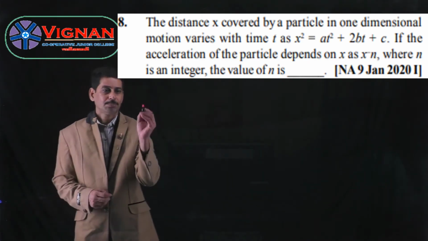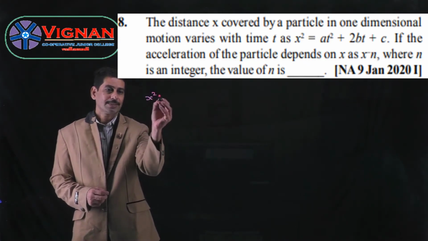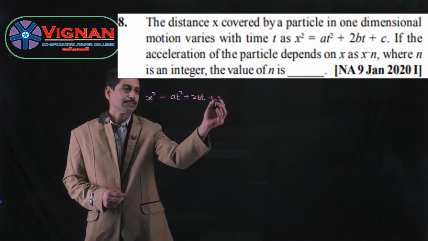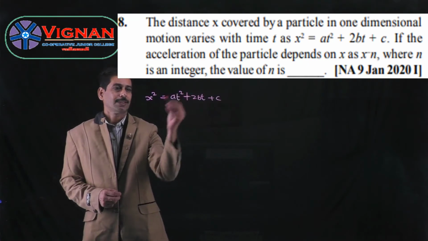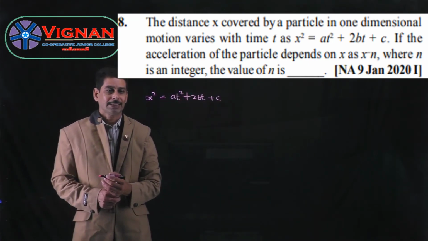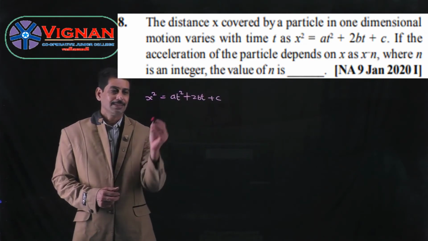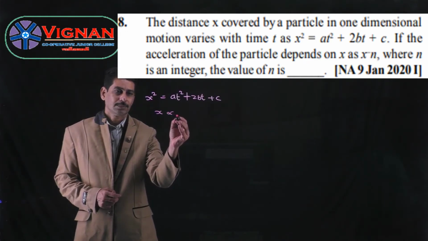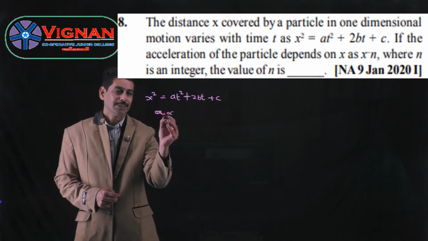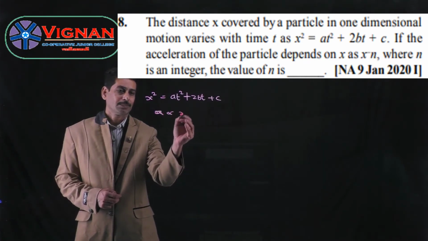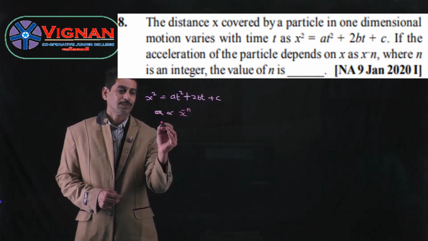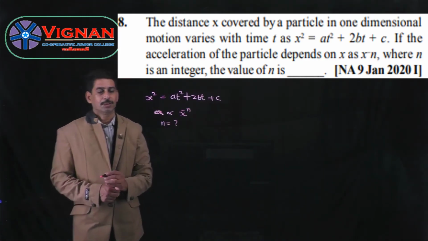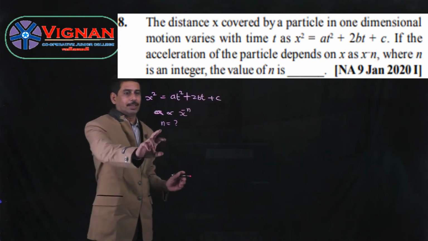So here in this problem, x square is given as x square is equal to at square plus 2bt plus c. This is the value of x square given. And I have to find how the acceleration of the particle depends on x, that is, the acceleration a is proportional to x power minus n. We have to find the value of n.